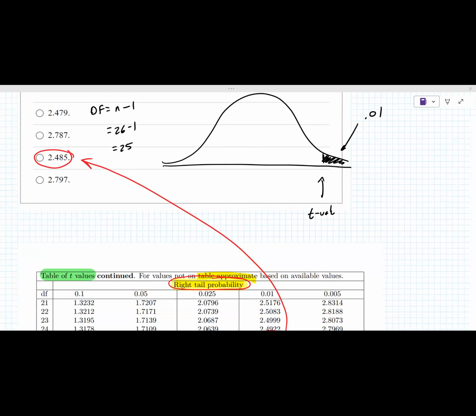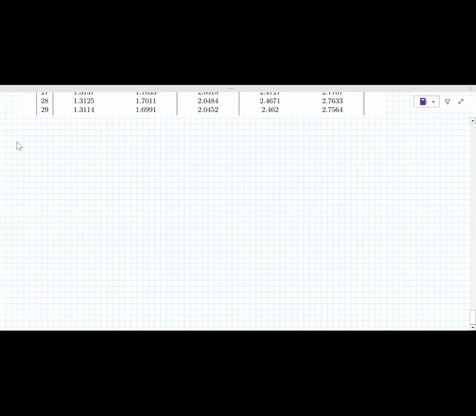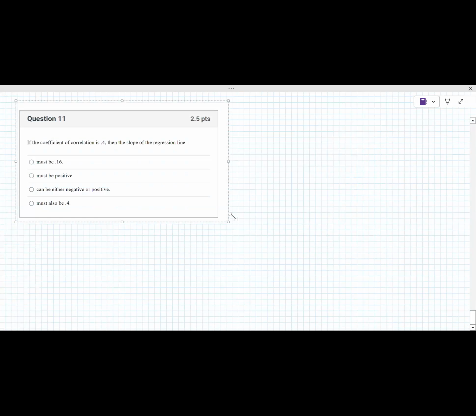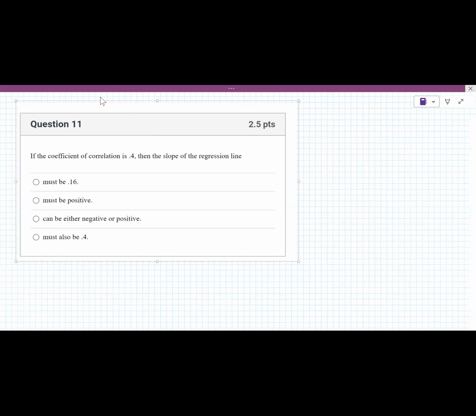All right, so number 11. You can see some of the problems are really straightforward. They're just like this one coming up here. You wish they're all like this.